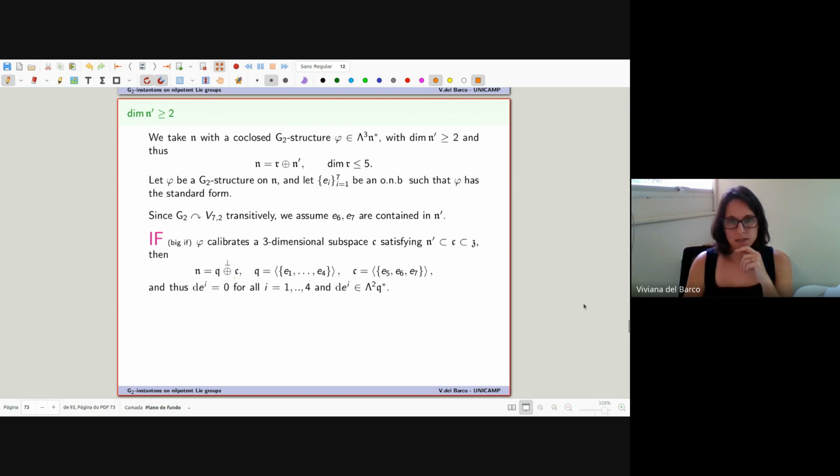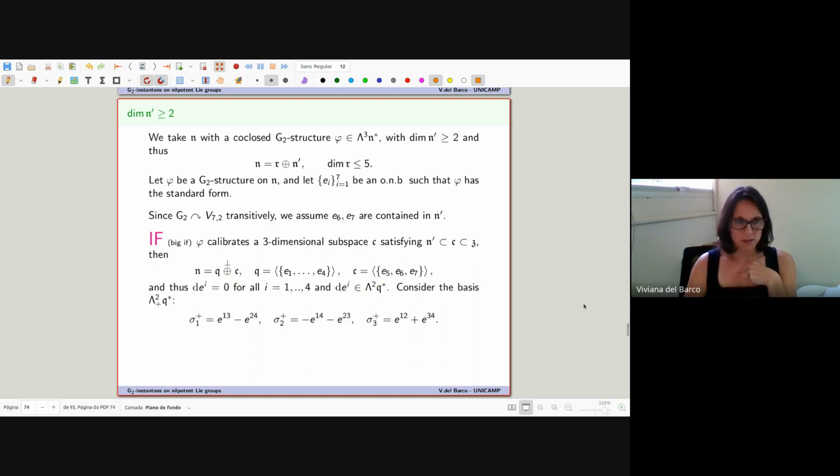Then you take this C and you take the orthogonal. C will be 3-dimensional again, and because of the form being of this standard type, you have a 4-dimensional complement, and the differential of the first 4 elements will be 0, and the differential of the last three would be 2-forms on Q, on the first 4. So here, Q is a 4-dimensional subspace, and so Lambda 2 decomposes into self-dual and anti-self-dual parts. We use that.